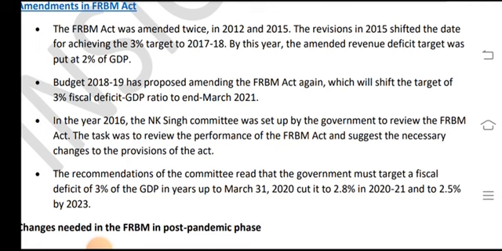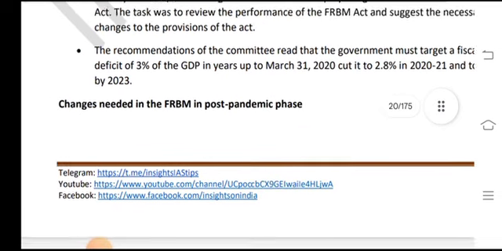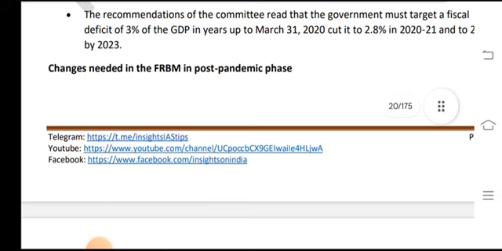changes to the provisions of the Act. The recommendation of the committee was that the government must target a fiscal deficit of 3% of the GDP in the years up to March 31, 2020, cut it to 2.8% in 2020-21, and to 2.5% by 2023. Changes needed in the FRBM in the post pandemic phase.